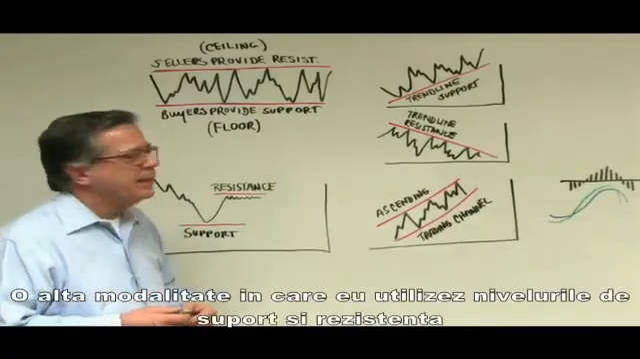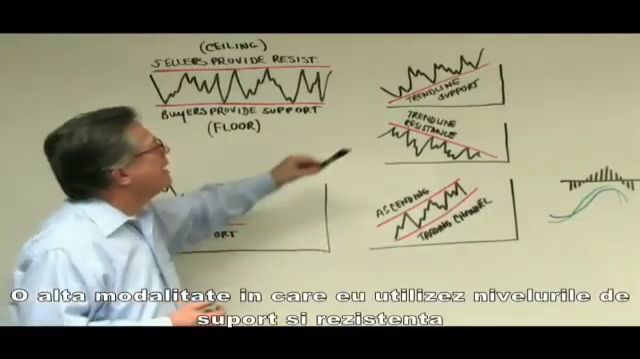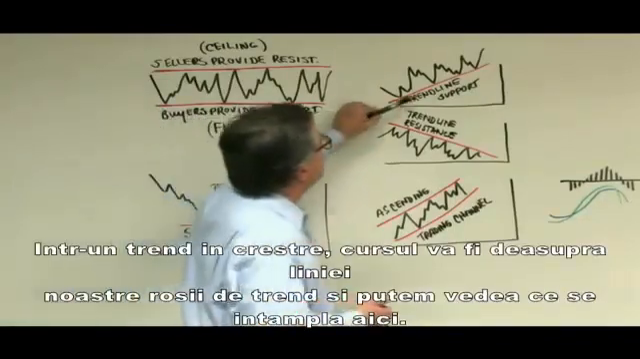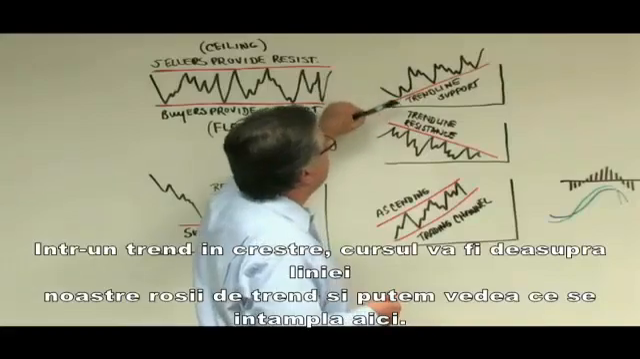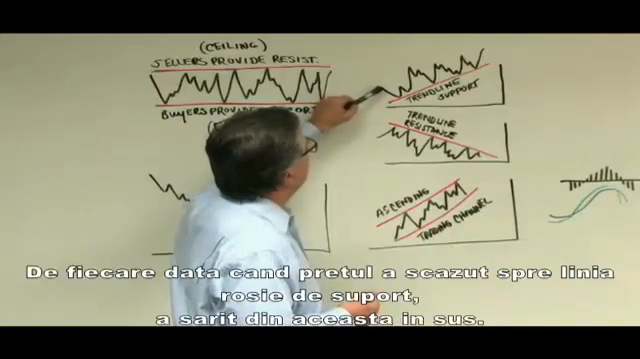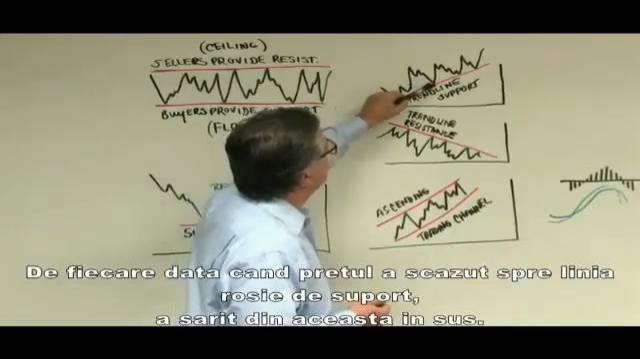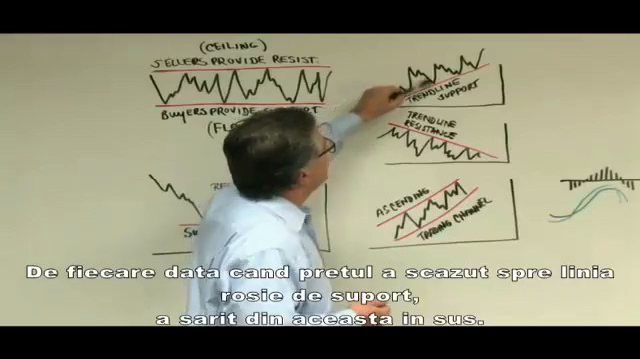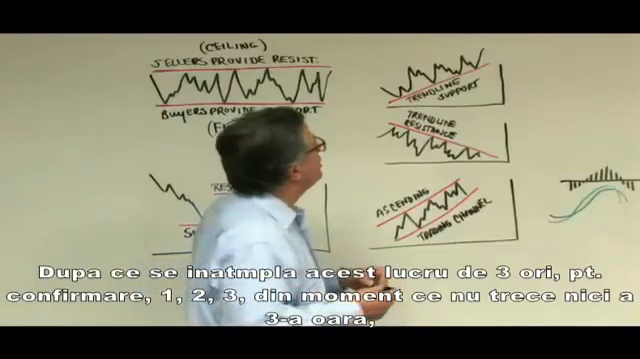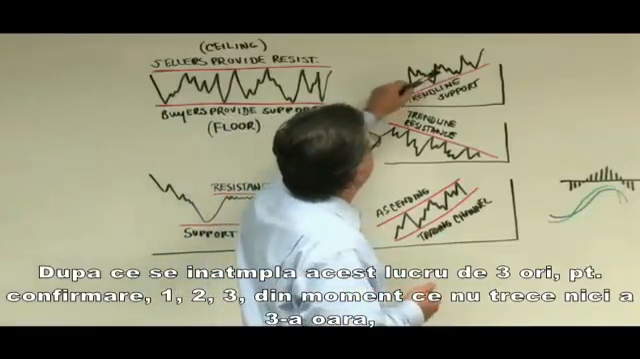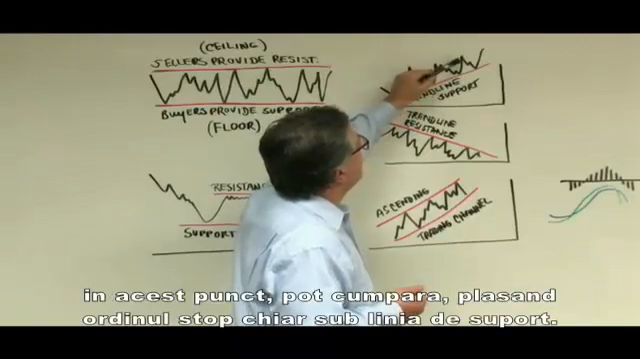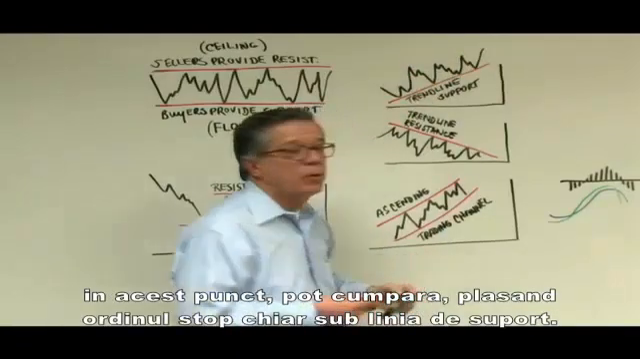Another way that I like to use support and resistance levels is with trend line support and trend line resistance. Now, in an uptrend, price action is going to be above our red trend line support. And you can see what's happening here. Every time price action traded down to our red trend line support line, it bounced off to the upside. So after it does it 3 times for confirmation, 1, 2, 3, as soon as it respects it the 3rd time, at this point, I can trade the pair long with a stop just below my support line.